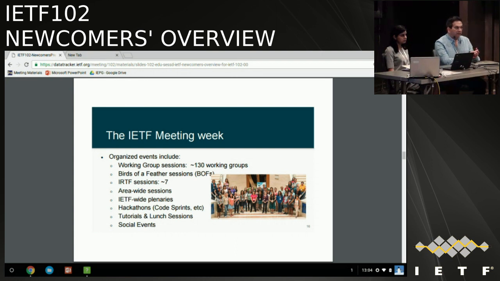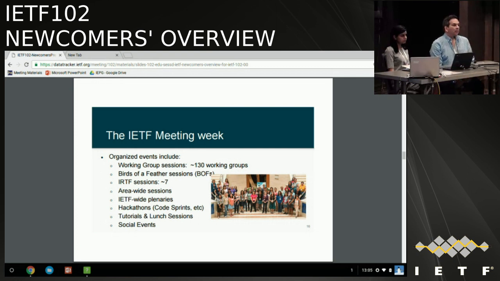But the plenaries, they can tend to run long. So just be forewarned. But it's worth attending at least one to get an idea of the overall structure of the IETF and its parent organizations.